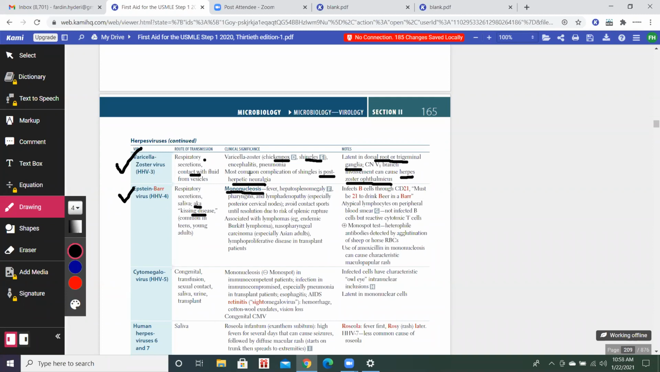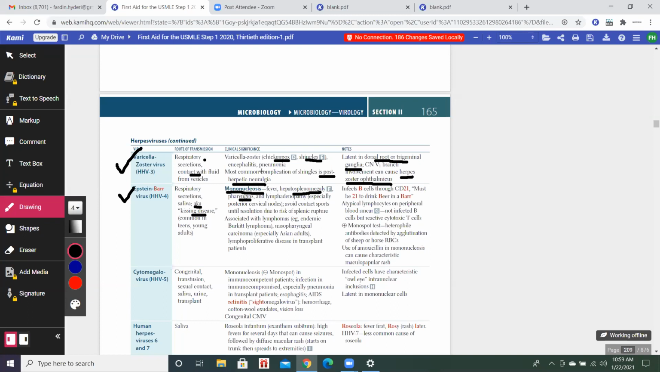Next, not only are fever and lymphadenopathy important, the patients need to have hepatosplenomegaly and pharyngitis. So: fever, hepatosplenomegaly, pharyngitis, and lymphadenopathy. Since these patients have splenomegaly, we cannot allow them to be in close contact with other people.